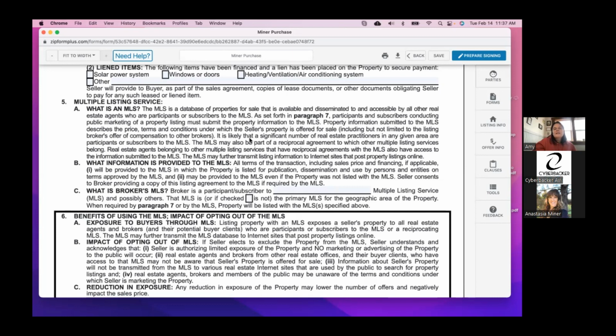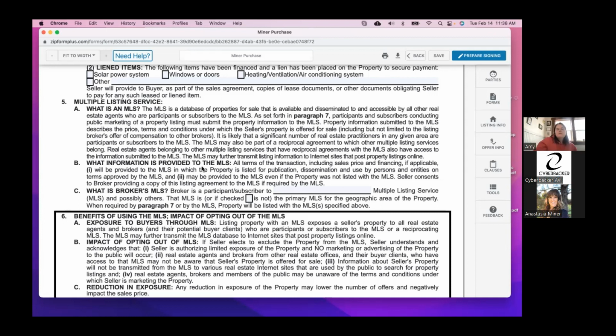It is highly likely that a significant number of real estate practitioners in any given area are participants or subscribers to the MLS. The MLS may also be part of a reciprocal agreement to which other MLS services belong. Real estate agents belonging to other MLS services that have reciprocal agreements with the MLS also have access to the information submitted to the MLS. The MLS may further transmit listing information to the internet sites that post property listings online. That would be places like Zillow and Realtor and Homes.com.